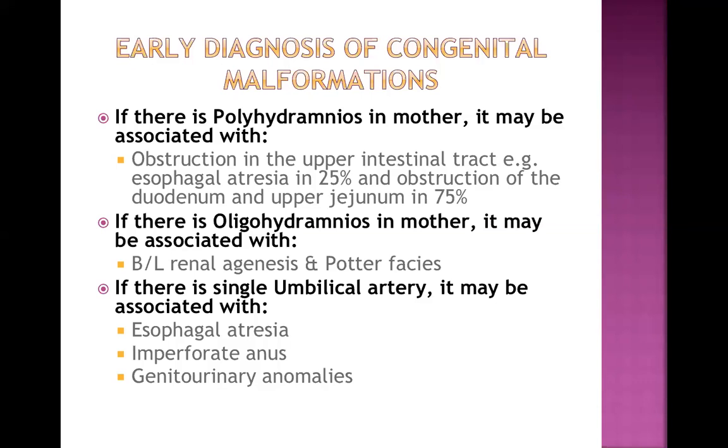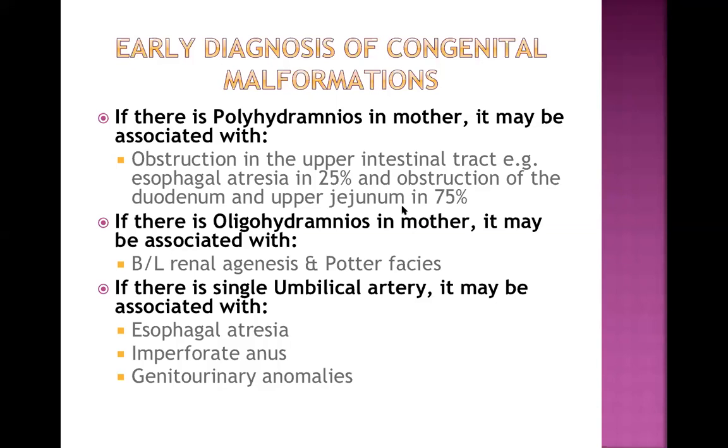Another one, if the mother is having oligohydramnios, meaning less amount of amniotic fluid, the baby may not have any kidney. It may be a case of bilateral renal agenesis. Kidneys are not developed, and without kidney, urine is not formed, and without the formation of urine, amniotic fluid volume may be less. So look at the connection there.